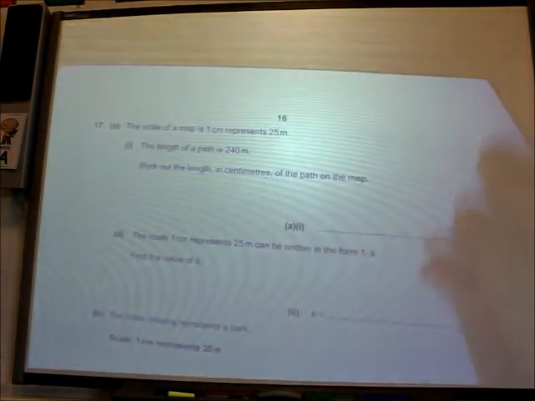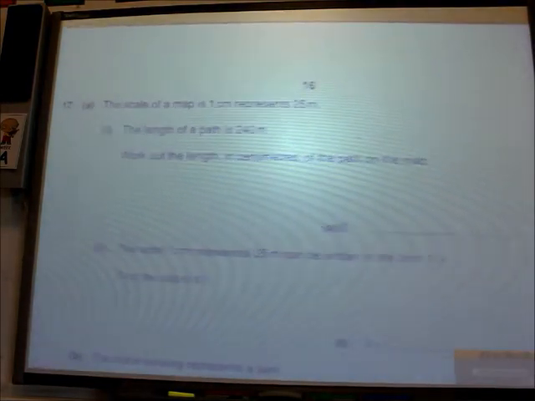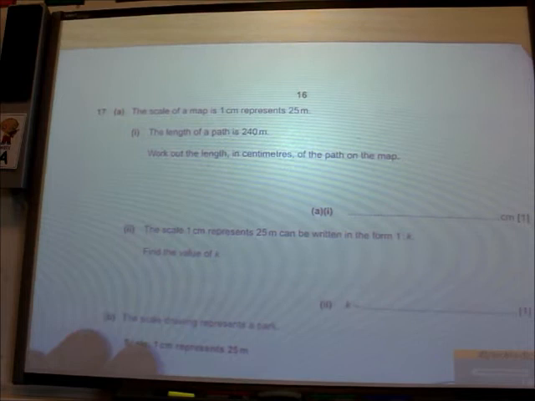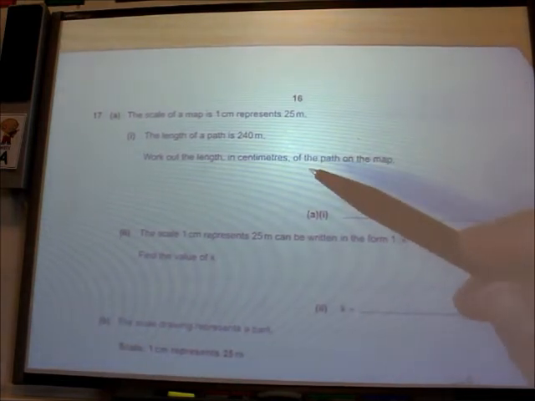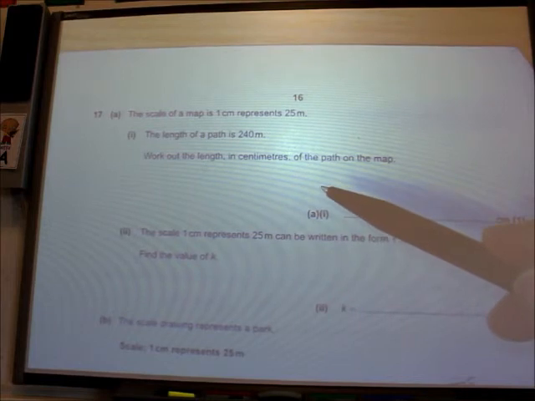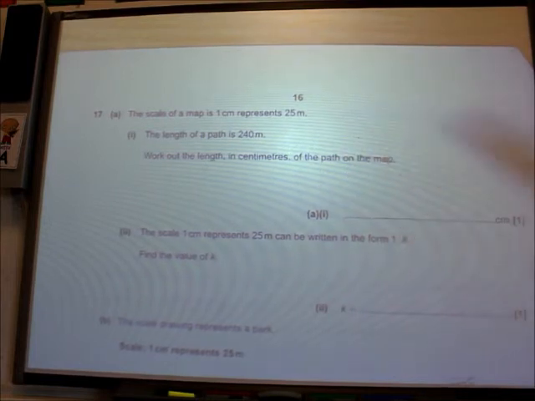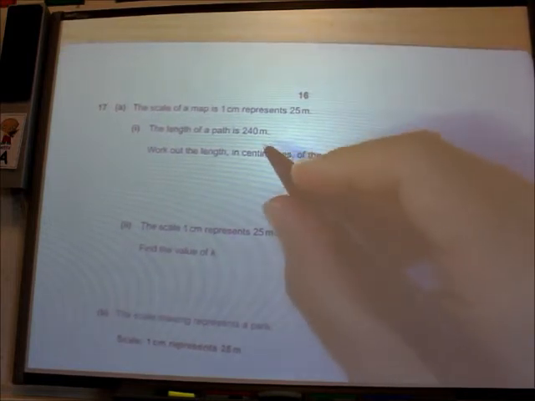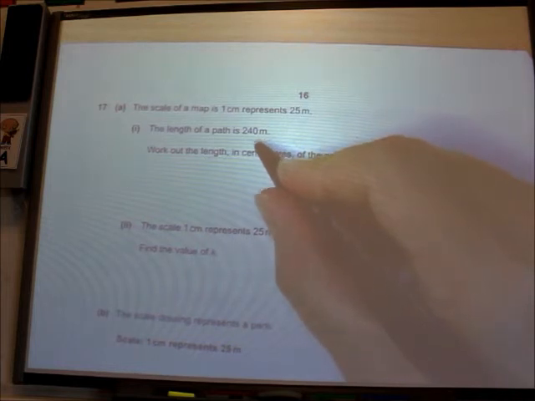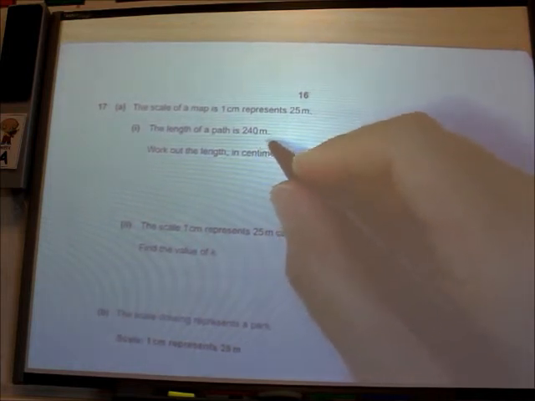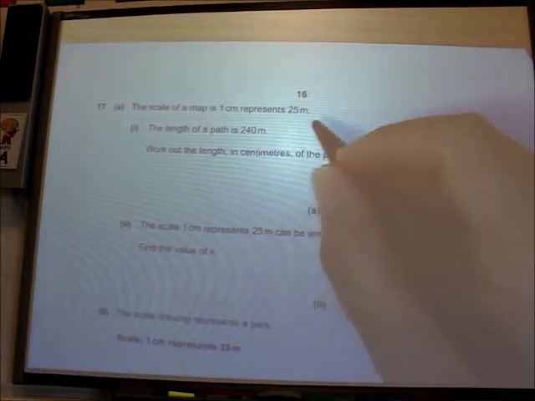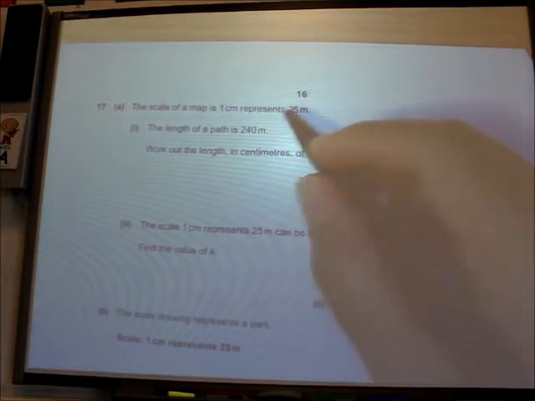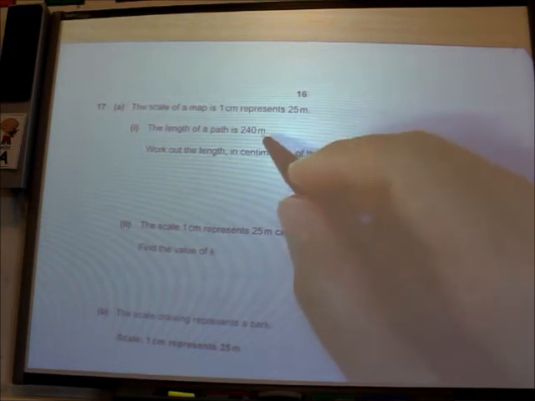Question 17. The scale on a map is 1 centimetre represents 25 metres. Work out the length in centimetres of a path on the map. The path in real life is 240 metres long. So basically, every 1 centimetre on the map is going to be 25 metres. So how many lots of 25 metres do we need to go into this?